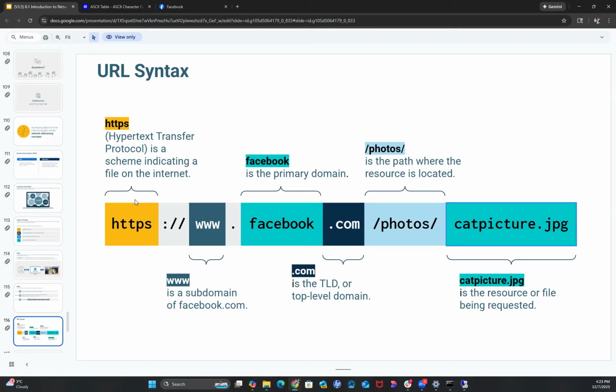Otherwise you can't understand. So when you work on this data analysis, or you work on finding any vulnerability, and you talk with other people, they are always using this language. So check the schema, check the subdomain, check the domain, check the TLD. Then you can understand.